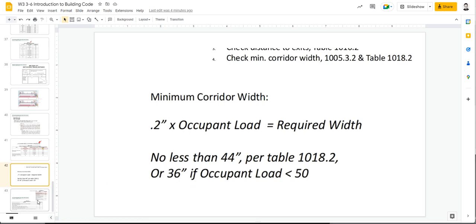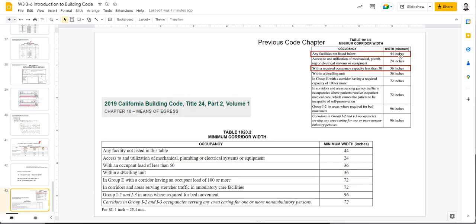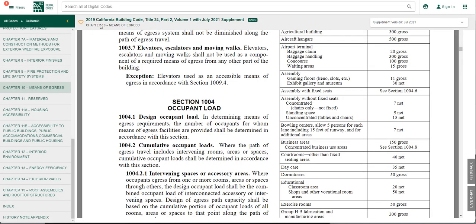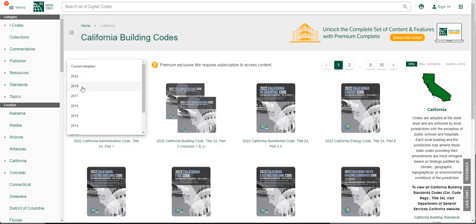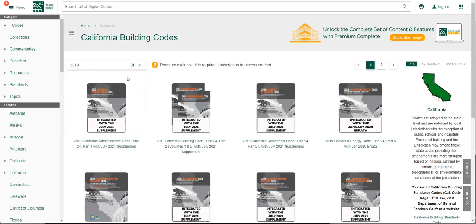Okay, and this table here, 1018.2, is I think based on the previous code. What is the previous code? Well, let's check. If I go to California and I filter by year, we now have 2022, 2019. So it could be from a 2017 code or the 2016 code. So we are looking at 2019. You can look at 2022, but 2019 is what you can look at.